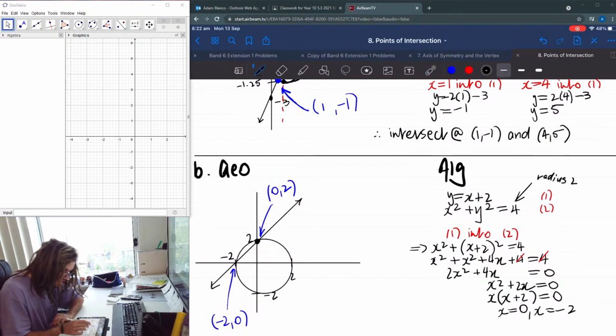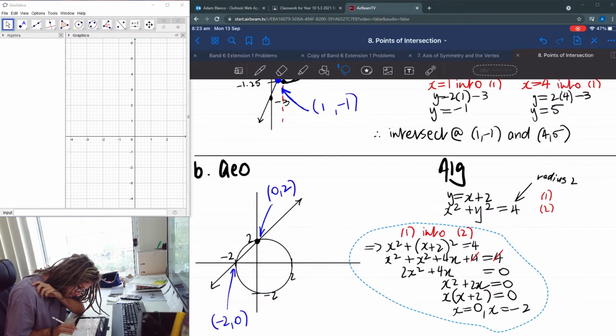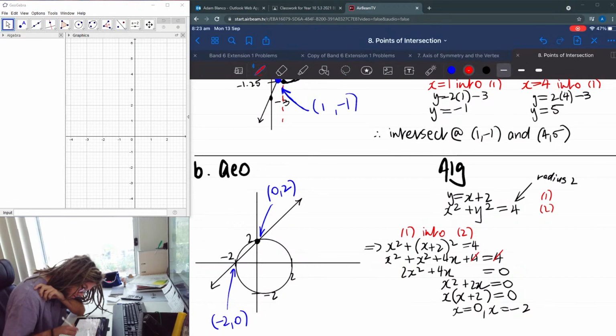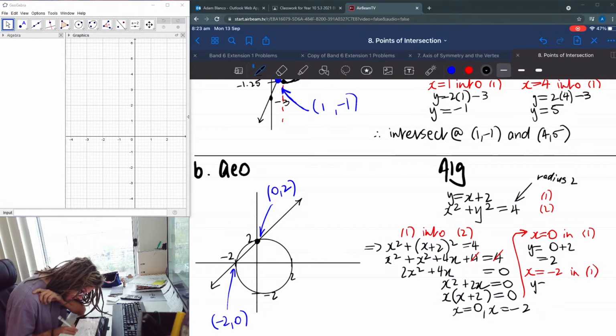So that's nice. So then I'll go ahead and go, okay, I'm running out of room. It's not good. So then, okay, so x equals 0. I'll put that in 1. Put that in 1. So then y equals 0 plus 2, which equals 2. And then I'll put x equals minus 2 in 1. So then that's y equals minus 2 plus 2, and that equals 0.